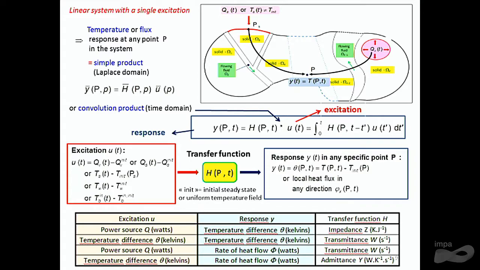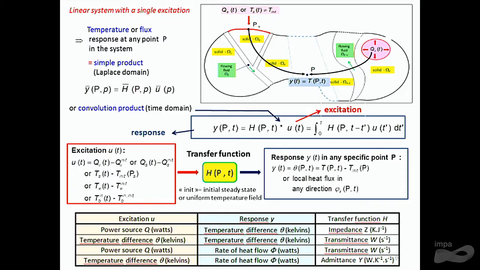And as a consequence, the response at any specific point can be local temperature, local heat flux, or rate of heat flow over a surface. So now if we return to the time space, the simple product here becomes a convolution product. So you get here a convolution integral. We are in time, so it's not between 2 points, but between 0 and t at the same time t.